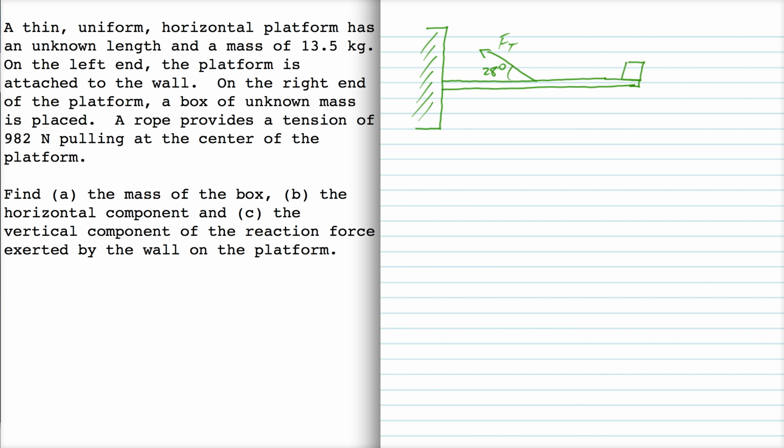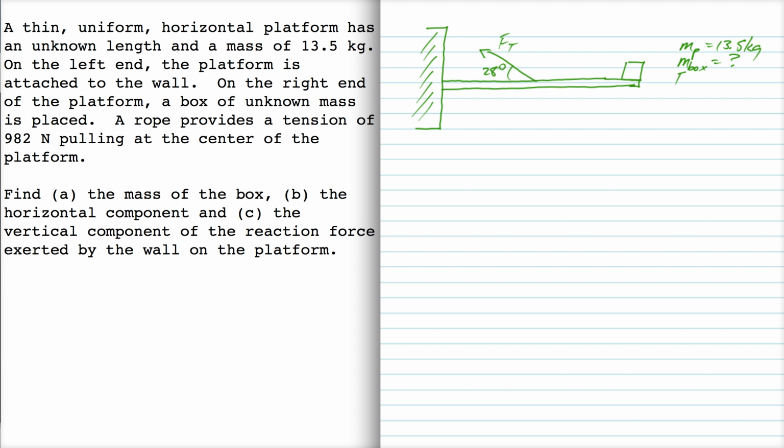Alright, so we have here a static equilibrium problem. This horizontal platform that we're looking at has an unknown length and a mass of 13.5 kilograms. On the left end, it's attached to the wall, and on the right end, you have a box of unknown mass. So the mass of the box is not known.